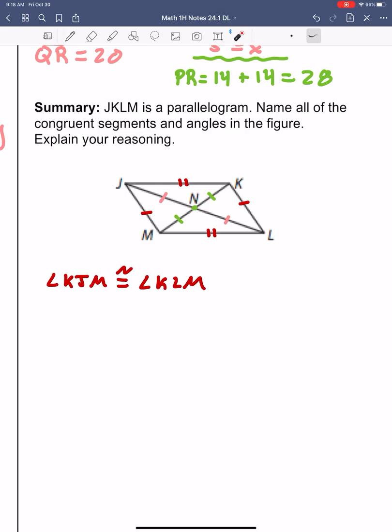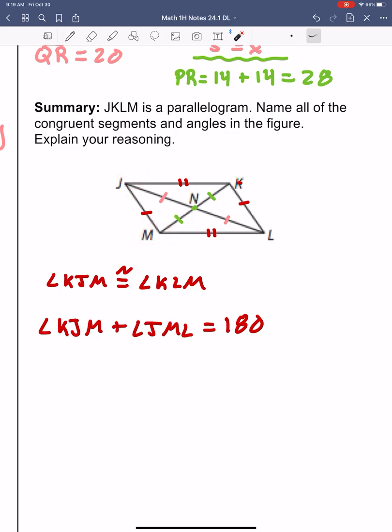And then what we didn't talk about is that the consecutive angles are supplementary, right? They add up to 180. So that would be, let's jot this down here. That would be angle KJM plus angle JML equals 180 degrees. And so what I'm talking about there is this angle here and this angle here, right?